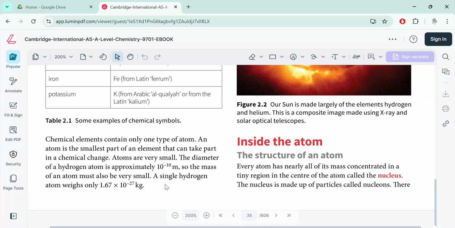A single iron atom weighs 9.27 times 10 to the negative 26. So technically, the iron atom is heavier than the hydrogen atom. So yeah, technically each atom differs.